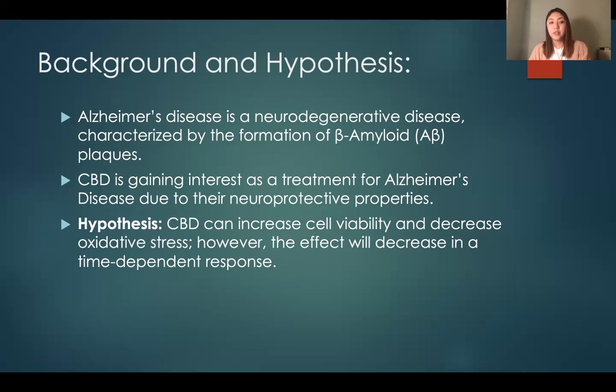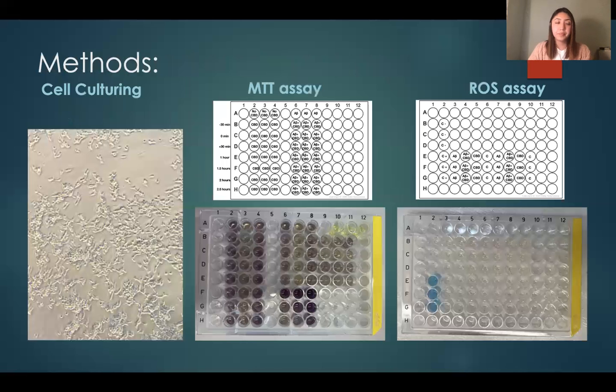The hypothesis for our research project was that CBD can increase cell viability and decrease oxidative stress. However, the effect will decrease in a time-dependent response. For our experiment, we used the SH-SY5Y cell line, which is a cell line that is used for different types of neurological studies, including those related to neurodegenerative diseases.